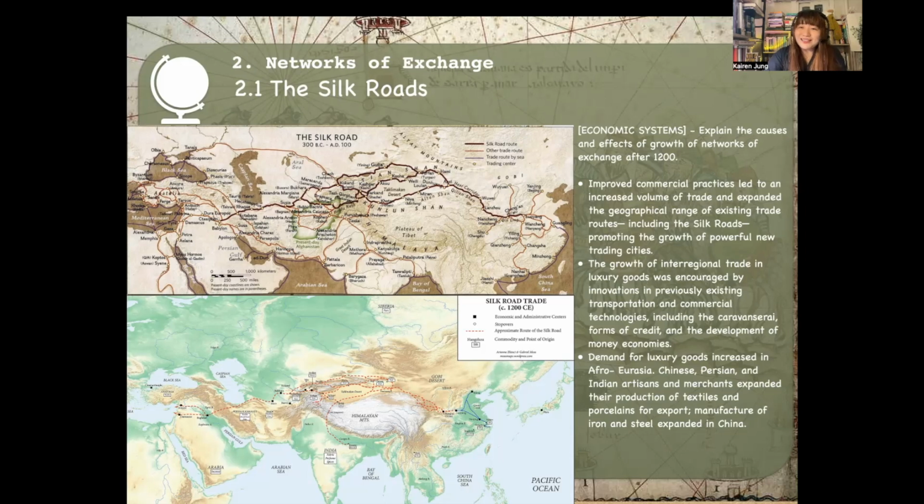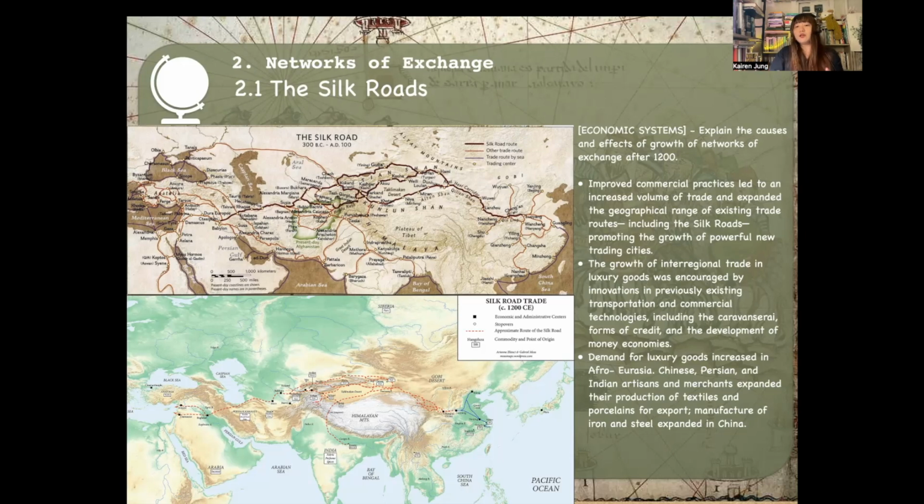Improved commercial practices led to increased volumes of trade, expanding the geographical range of existing trade routes, such as the Silk Roads, promoting the growth of trading cities that became increasingly powerful, and they were sometimes established anew, depending on where the trade route stretched. You had the growth of inter-regional trade in luxury goods being encouraged by innovations in previously existing transportation and commercial technologies, including the caravanserai, the forms of credit, and the development of money economies.